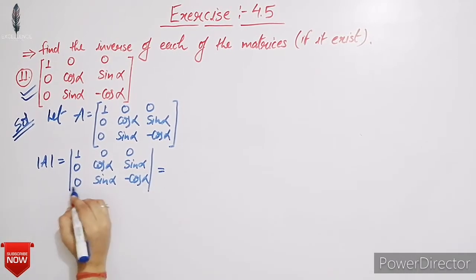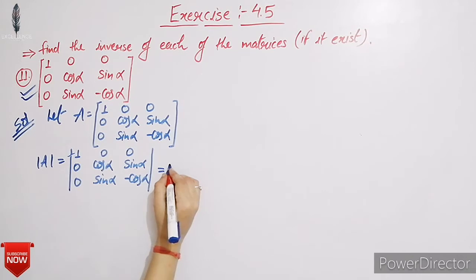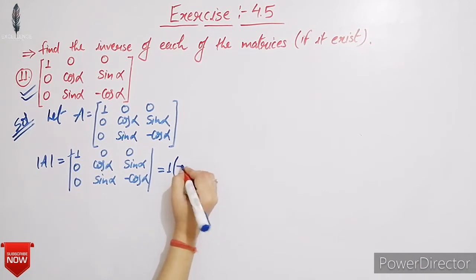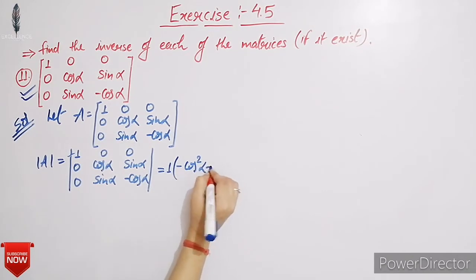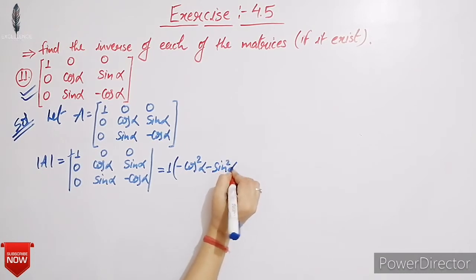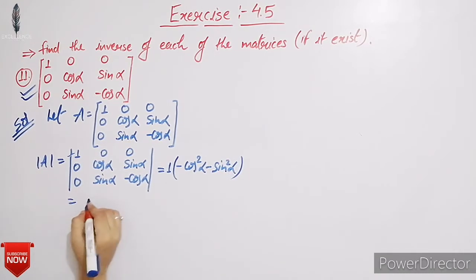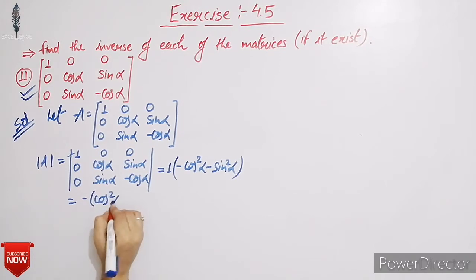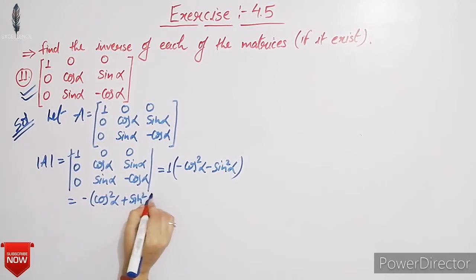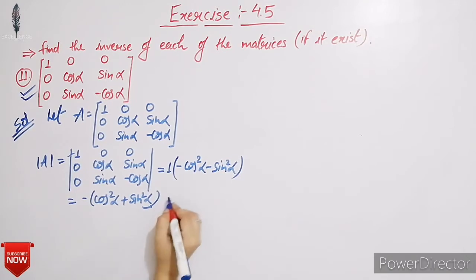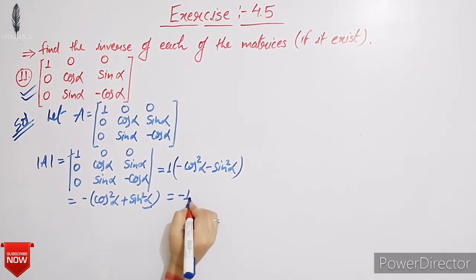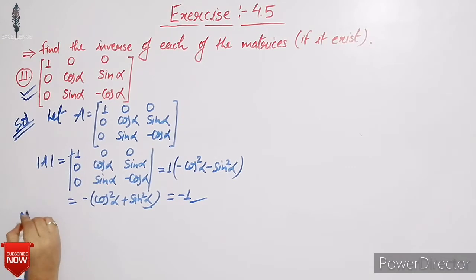Now expanding along row 1, we have 1 into (-cos square alpha minus sin square alpha), that is equal to minus, and in brackets cos square alpha plus sin square alpha. So using this identity, we have its value is -1, which is not equal to 0, so its inverse exists. Now we have to find its cofactors.